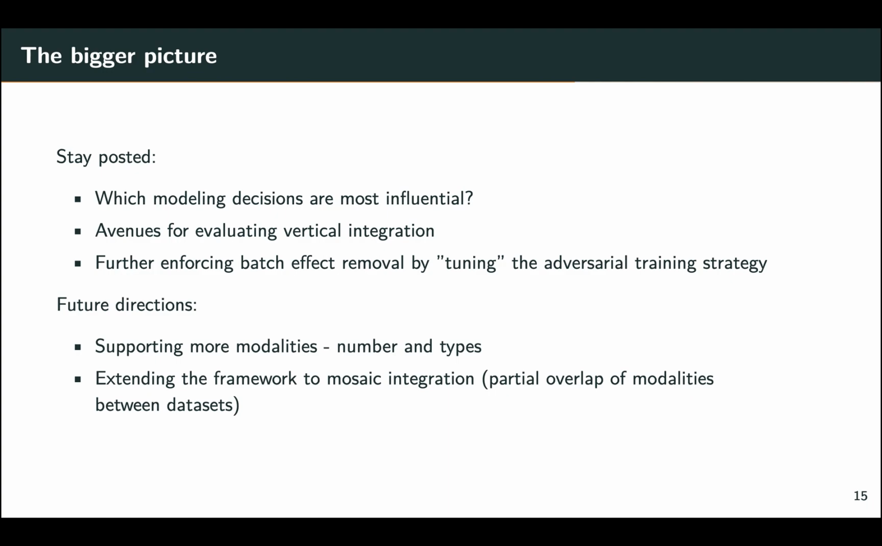To put this into a bit of a bigger picture, I'm currently working on a preprint in which I also discuss which of the modeling decisions are most influential. On top of that, I've been working on avenues for evaluating vertical integration and how to further enforce batch effect removal by tuning the adversarial training strategy. For future work, I'm thinking about including more modalities and extending the framework for mosaic integration.